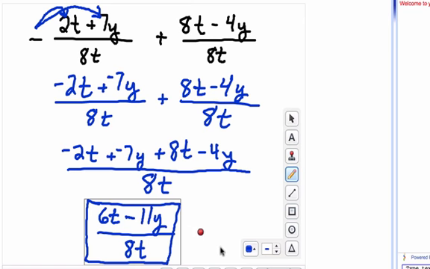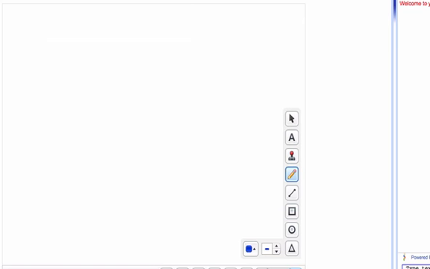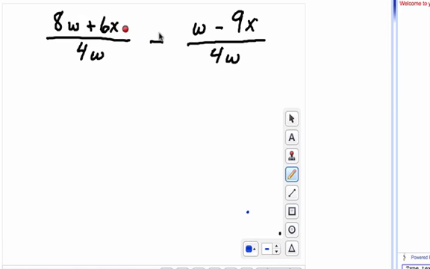Okay, let's look at one more example. Now this one's pretty similar. We've got a common denominator, but we have subtraction here. So this subtraction sign is very similar. We're going to treat it a lot like we did that negative out in front of the other example we did. So what we're going to do is change this subtraction to addition and change the sign of the fraction on the right.